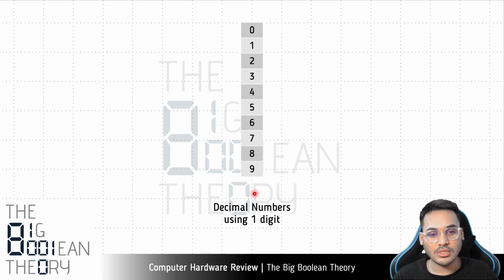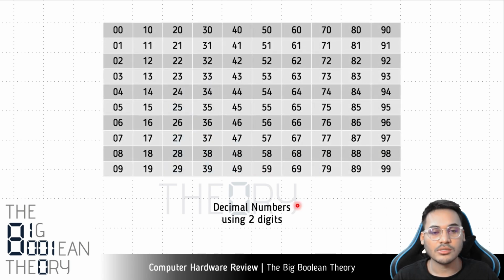So if you think about the decimal numbers, if you were only allowed to use one digit, then what are all the possible numbers that you would be able to represent using the decimal number system? So from 0 till 9, you're only allowed to use one digit, and that one digit you will fill with all the possible symbols in the decimal number system. So 10 numbers we can represent using one digit. Now let us say you are allowed to use two digits. Then as you can see, you can represent 100 numbers.